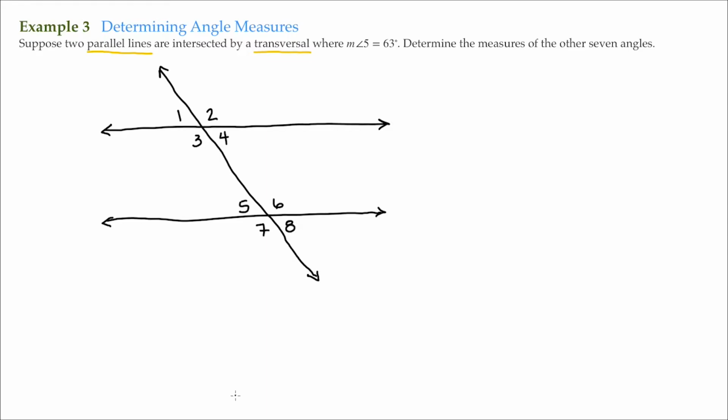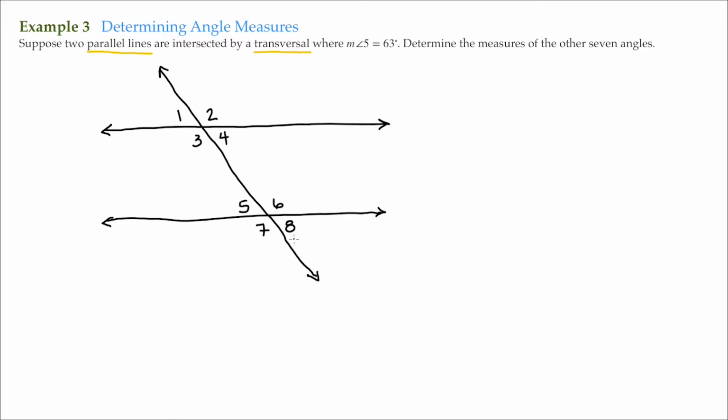And what happens is these angles become categorized. The categories are, here are interior angles, 3, 4, 5, and 6. Interior angles appear on the inside of the parallel lines. And then we have exterior angles, such as 1, 2, and 7, 8. Exterior angles appear on the outside of the parallel lines.